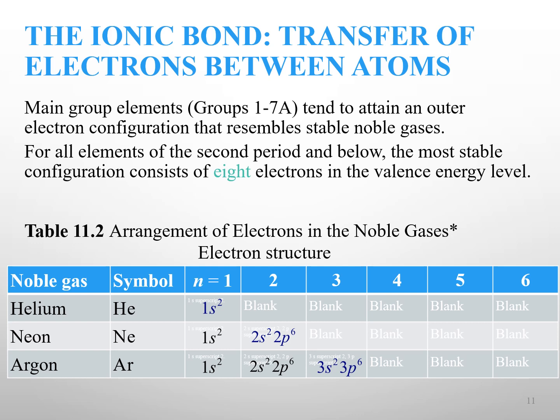Let's take a look again at electron configurations. We want to look at all the noble gases here and why they're stable. Helium is 1s2, the only one that has 2 valence electrons. Everybody else has 8. The 8 for argon is in level 3, and for neon it's in level 2.